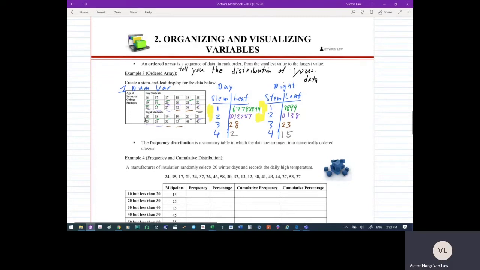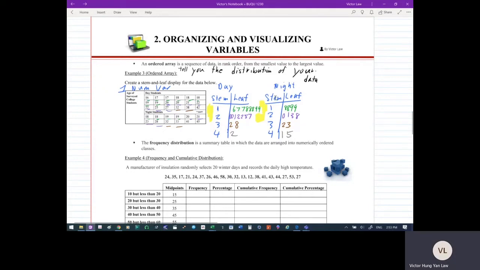If we look at daytime, we have 16, 17, 17, 18, 18, 18, 19, and 19. We're going to put the ones digit into the leaves, so we have 6, 7, 7, 8, 8, 8, 9, 9, because these are the ones digits for the tens value. Same for the 20s, we have 20, 20, 21, 22, 22, 25, 27, so we have 0, 0, 1, 2, 2, 5, 7. These are the ones digits for the 20s. Same for the 30s, we have 32, 38, so 2 and 8. And for the 40s, we have 42, so the 2 is the leaf.